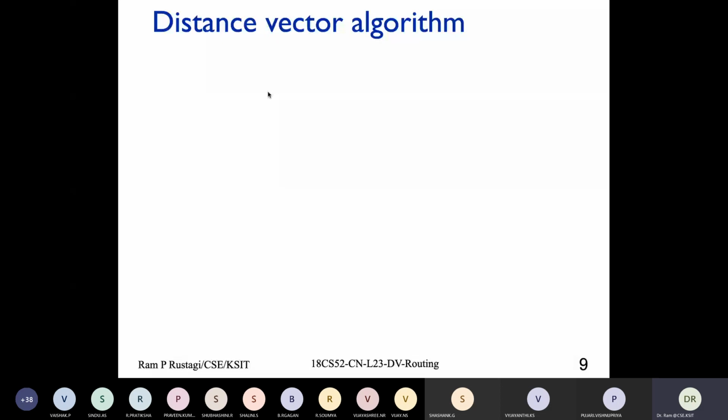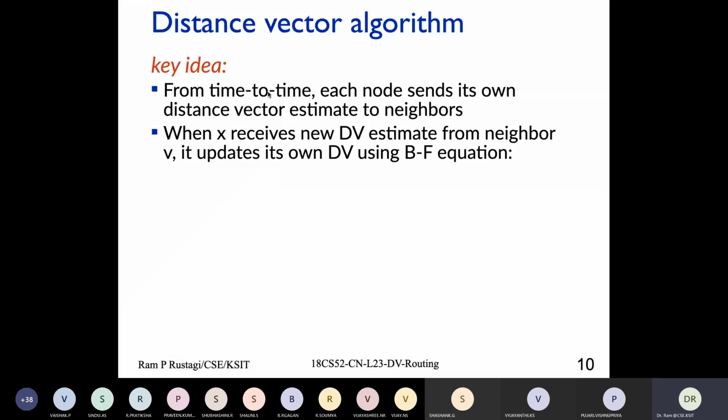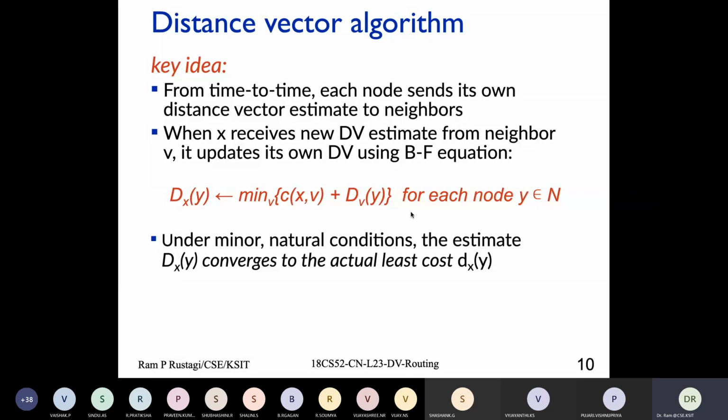So understand that part. We would have one initialization part, and the second is the loop part. The key crux, the main part of the protocol, is that a node would periodically communicate, and when a node receives a distance vector estimate from its neighbors, it will compute the DV using the Bellman-Ford equation. The Bellman-Ford equation is run over all the neighbors. Even though I'm receiving information from one neighbor, when I use my Bellman-Ford equation, I do the comparison over all the neighbors, and then update myself and communicate.